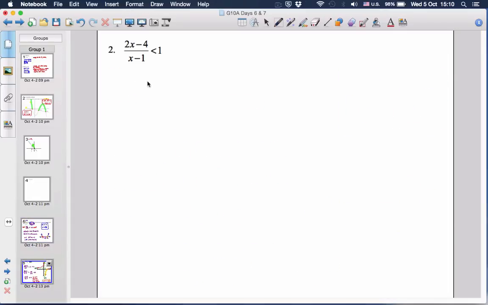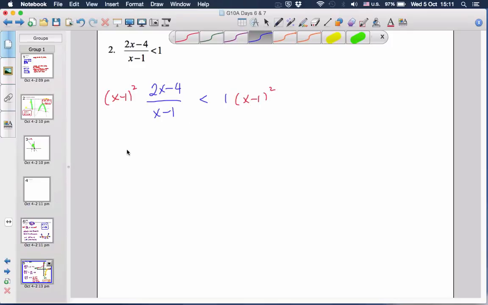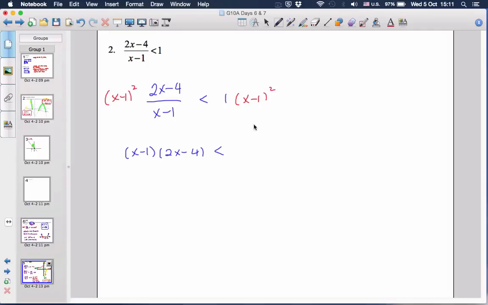Okay, let's do one more question. The same idea here. I cannot multiply both sides by x minus 1, so I'm going to multiply both sides by x minus 1 squared. So x minus 1 squared, x minus 1 squared. Then we get x minus 1 times 2x minus 4 is less than, I'll just go ahead and distribute this, x squared minus 2x plus 1, 2x squared minus 6x plus 4.